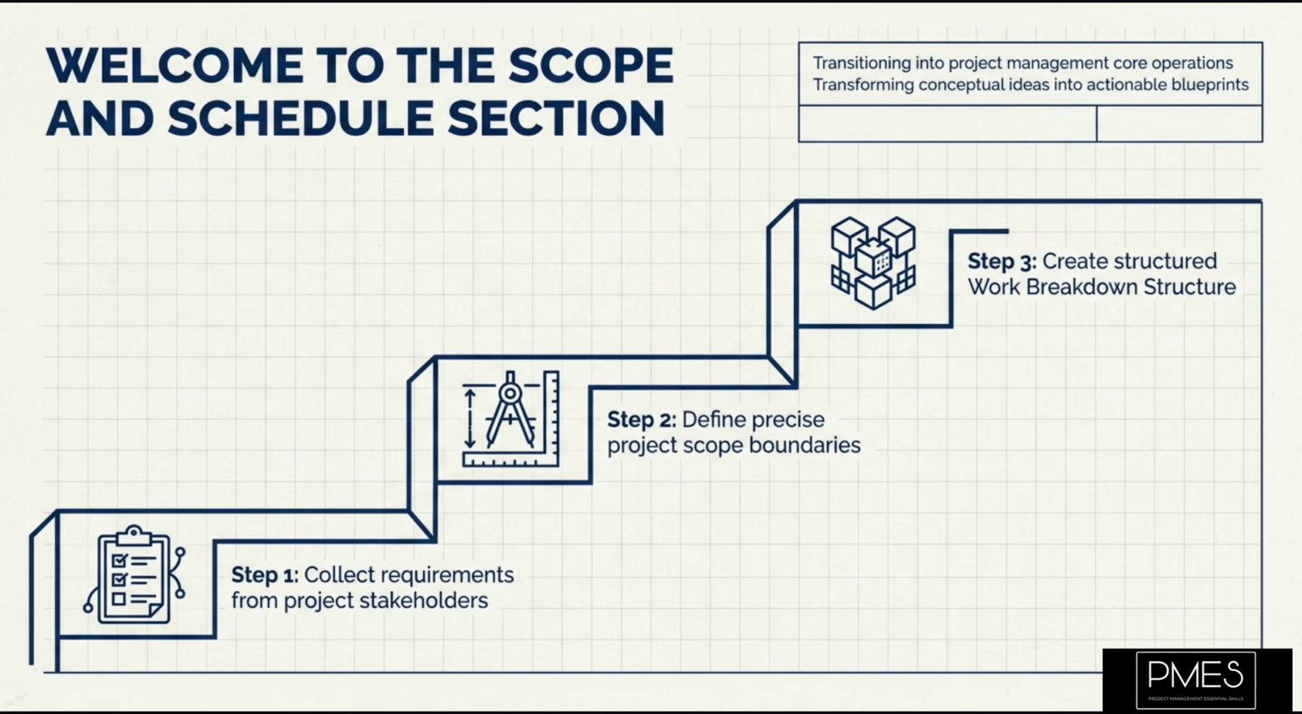We will cover 12 essential lectures here. First, we tackle collect requirements, making sure we truly understand what stakeholders want. Then, in define scope, you will learn how to precisely outline the project boundaries. Next, create work breakdown structure shows you how to break down the work into manageable pieces.